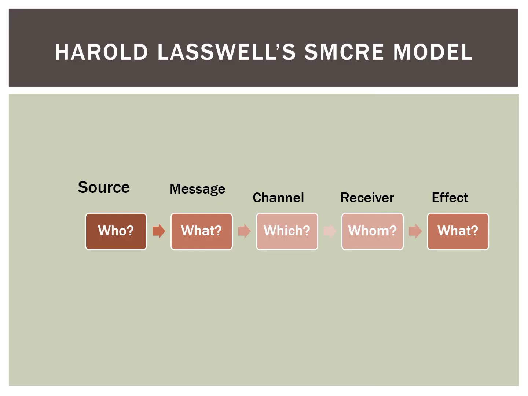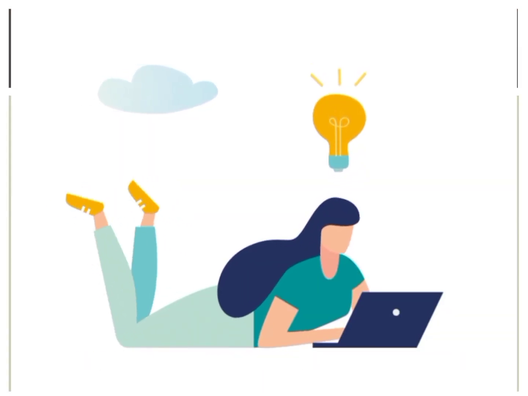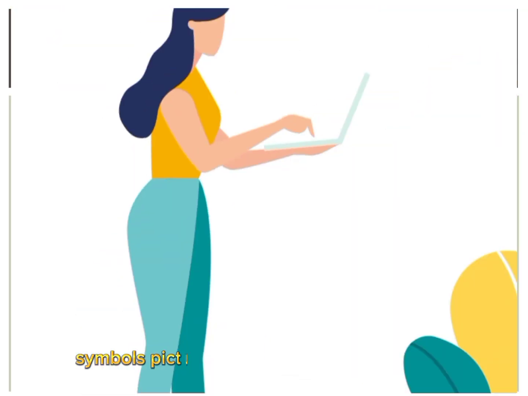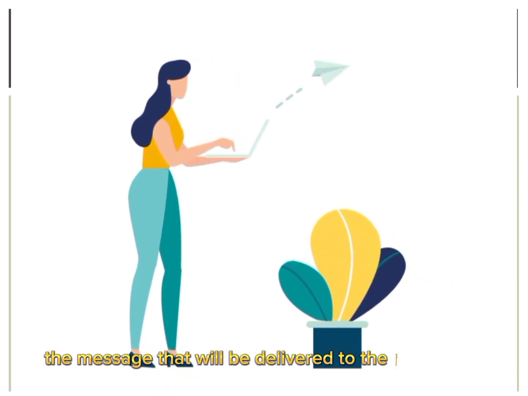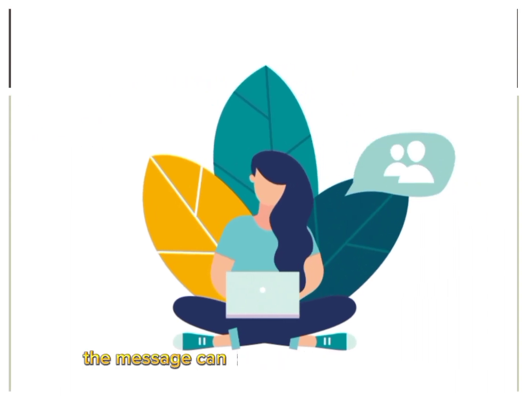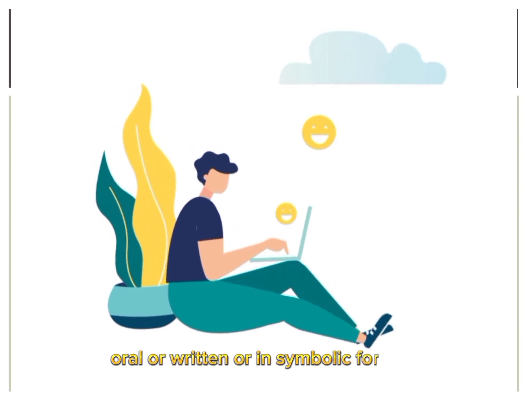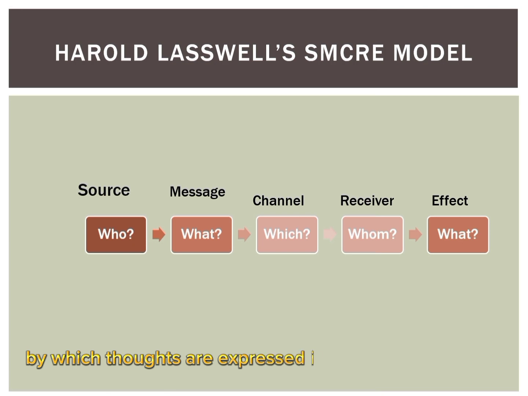The Lasswell's SMCR model. The communication process begins when the source selects words, symbols, pictures, and the like to represent the message that will be delivered to the receiver (Smith and Zook, 2011). The message can be verbal or non-verbal, oral or written, or in symbolic form.